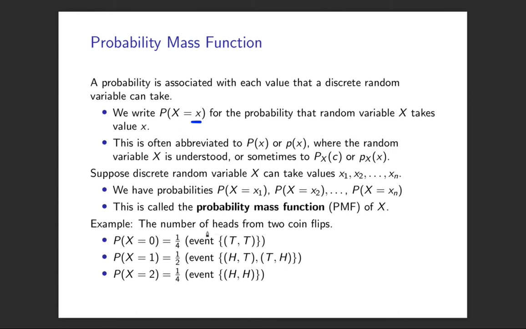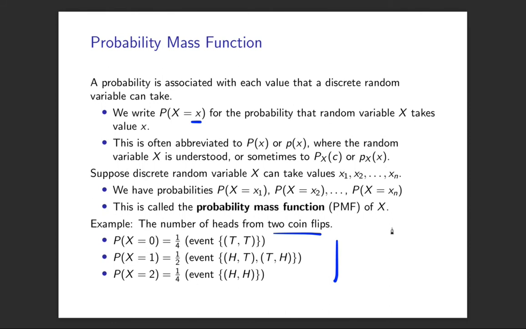So for example, if our random variable is the number of heads from 2 coin flips, the probability that X equals 0, that we get no heads, is the probability of the event 2 tails, which is a quarter. Probability X equals 1 is a half, it's the event that we get heads-tails or tails-heads. Probability X equals 2 is that we get 2 heads, a quarter. That is the PMF. So just listing the set of values that X can take and their corresponding probabilities.